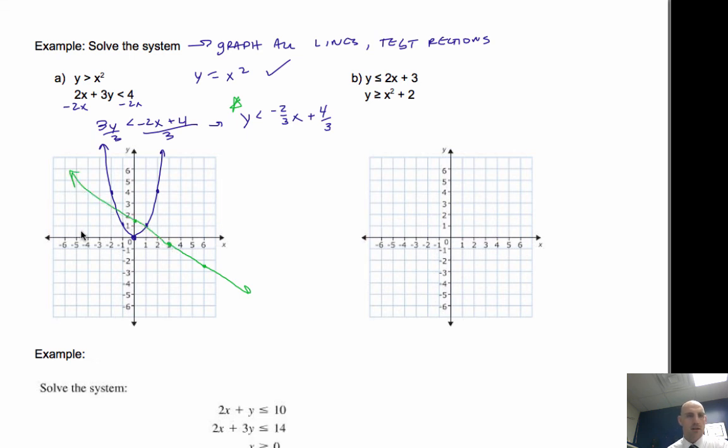All right, check this out. How many regions do I have? Well, I've got 1 here, 2 here, 3 here, 4 here. Whoa, it's a lot. So let's do this way. When you've got a system here, you test these regions. Well, kind of. When you're testing the regions, really you're trying to get an idea of where are both satisfied. Okay?